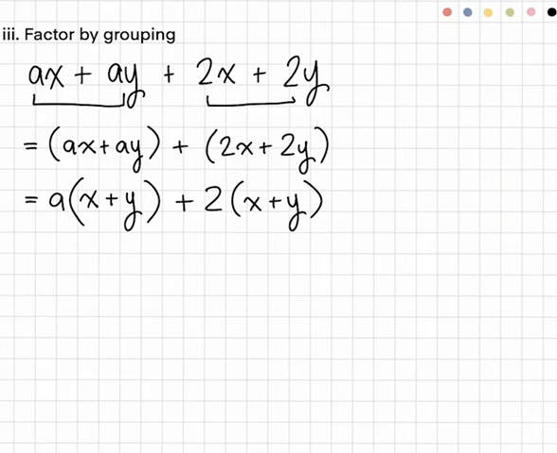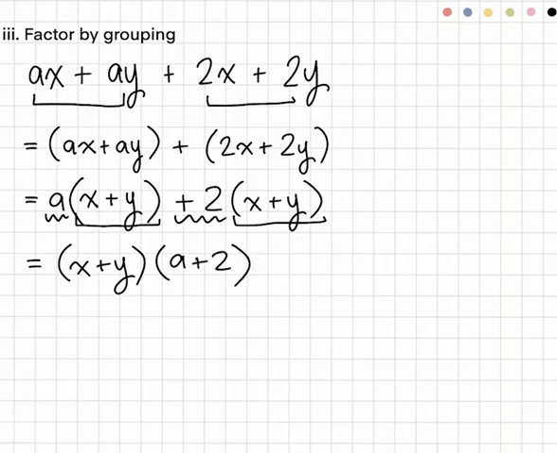Now, I know we just did the examples for the second learning goal, but you should notice that now that we've factored by grouping, we have a binomial common factor between these two. Do you see it? I have x plus y and x plus y. So I know that in my first set of brackets, I can write x plus y. And in my second set of brackets, I'm going to write my remaining terms. I have a, and I have positive 2. There you go. You've just factored by grouping. Let's try one more.